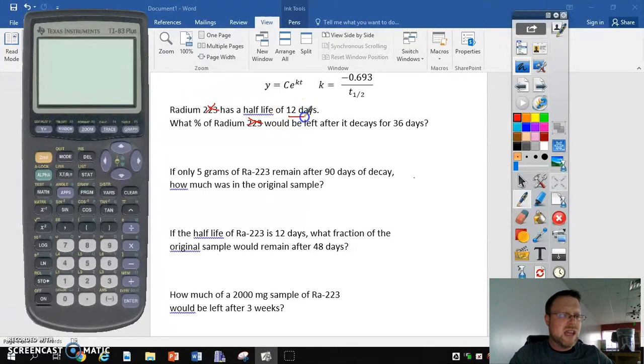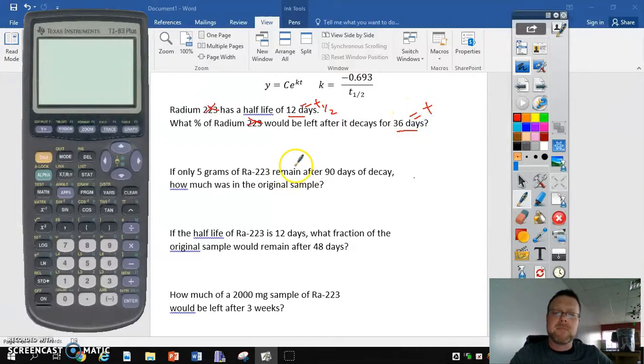So we've got 12 days here, and we've got 36 days. And I always like to label my variables, and it helps me organize my thoughts. Well, this one says radium has a half-life of this. So which variable in these equations is this 12 days? Well, this 12 days is the half-life. So this is equal to the T 1/2 that's in this equation. This 36 days is apparently how long it's decaying. It wants to know what percentage will be left after it decays for this 36 days. So this is going to be equal to the time.